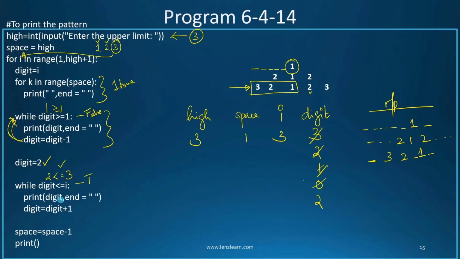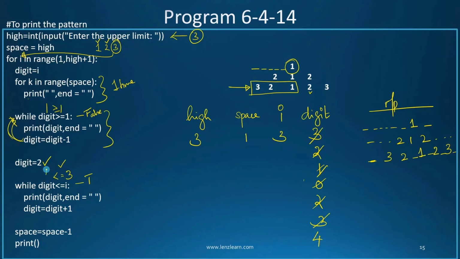So now I will print the digit. So 2 will be printed with a space, and then you see here we are incrementing the digit, because after 2 I have to print 3. So I will increment the digit. Now the digit will go to value 3, and now I will check whether 3 is less than or equal to 3. That is true. I will print the digit, so 3 will be printed with a space. After that the value of digit will become 4.